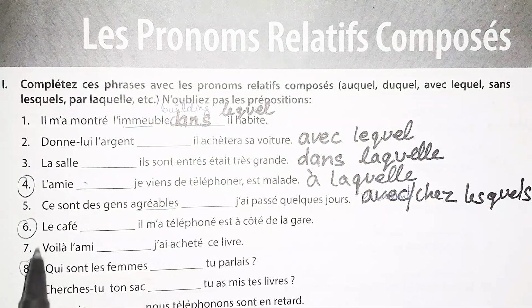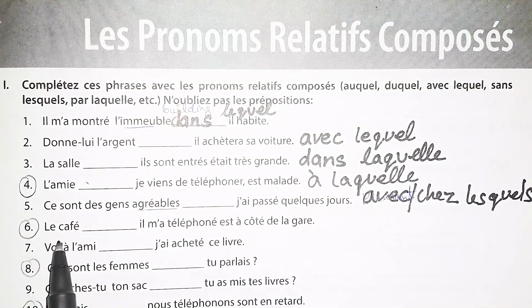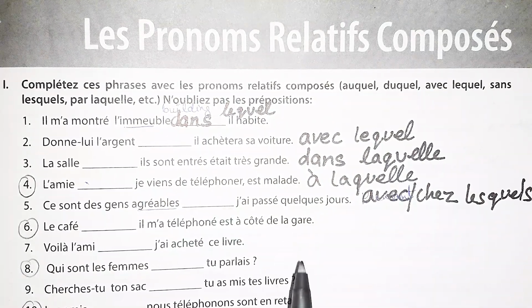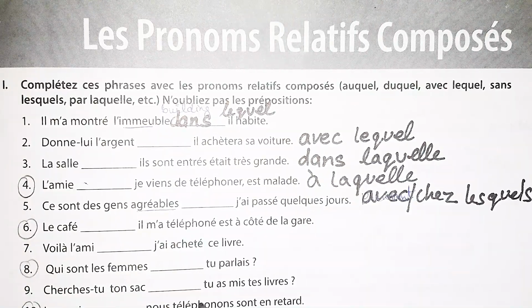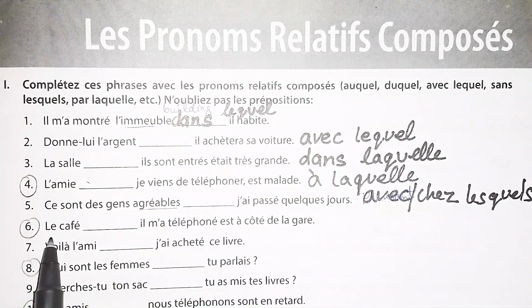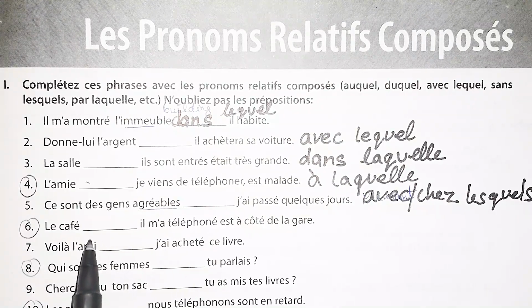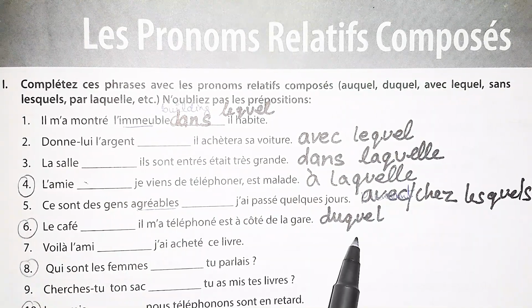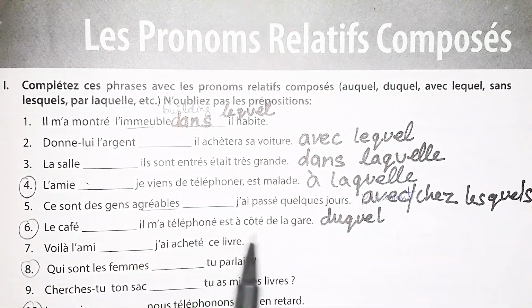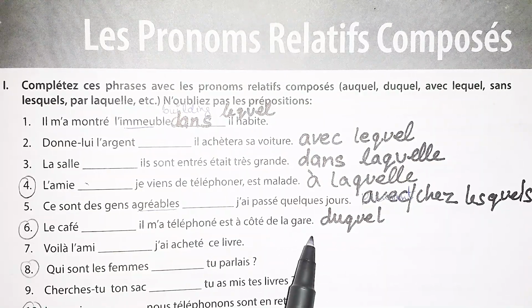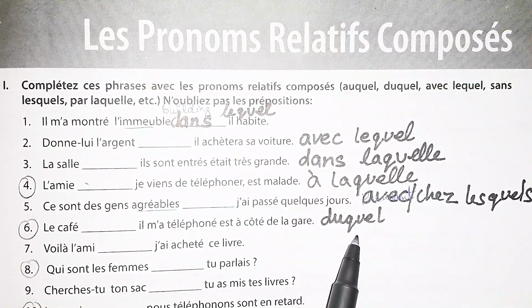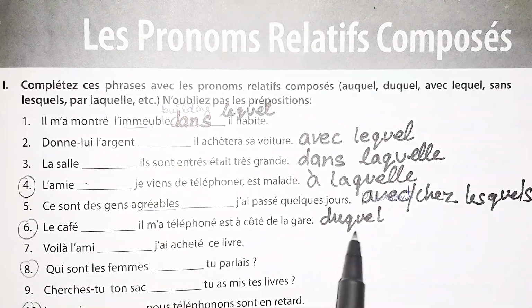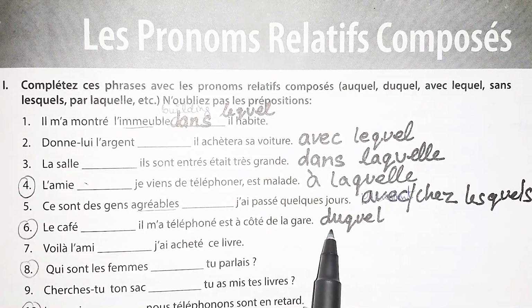Okay, des gens. Now the next one is le café dash il m'a téléphoné est à côté de la gare. Now it means the cafe from which he called me is next to the station. Okay, now we are talking about the cafe and we are saying from which. Again, we need a preposition. Le café duquel il m'a téléphoné est à côté de la gare. That means the cafe from which he called me is next to the station. Okay, now le café is masculine, so we have used masculine case here, and du we have used for from.